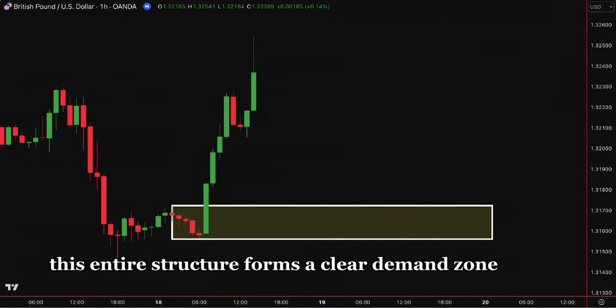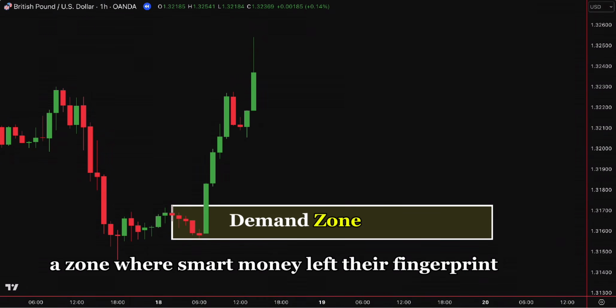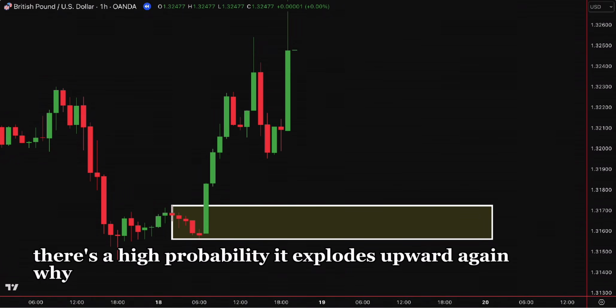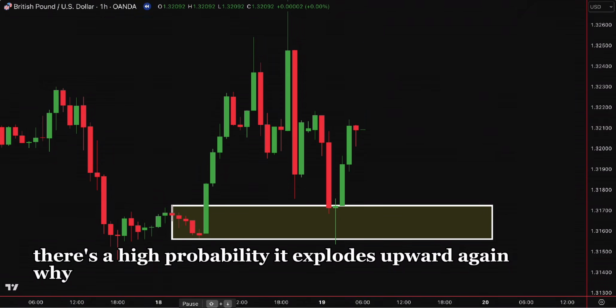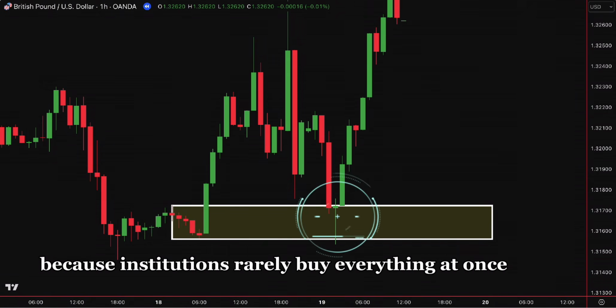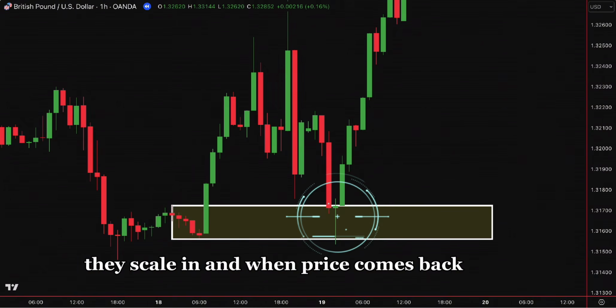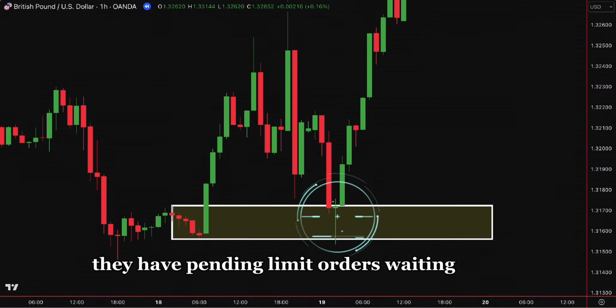This entire structure forms a clear demand zone, a zone where smart money left their fingerprint. And as a trader, you know exactly what that means. When price revisits this zone, there's a high probability it explodes upward again. Why? Because institutions rarely buy everything at once. They scale in, and when price comes back, they have pending limit orders waiting.